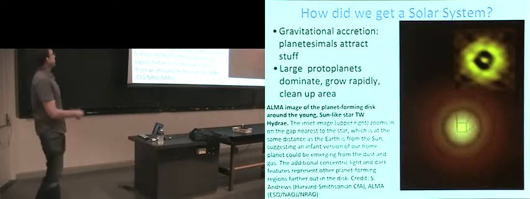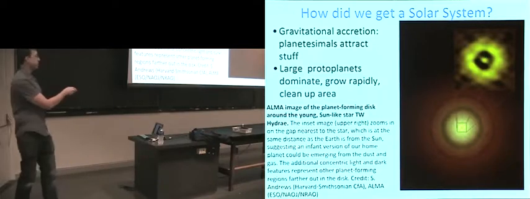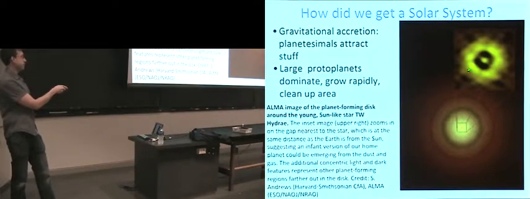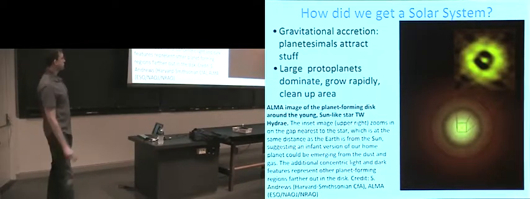And then, as the protoplanets grow, this is the zoomed-in ALMA image again, and this is about 1 AU, so about 1 Earth distance to the sun. There you can see a planet forming really close to the star at about 1 Earth-Sun distance. So this could be an infant Earth that you're seeing there.